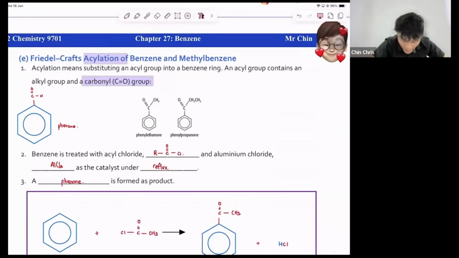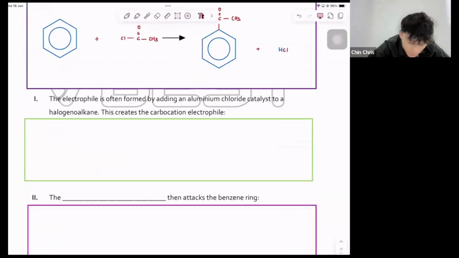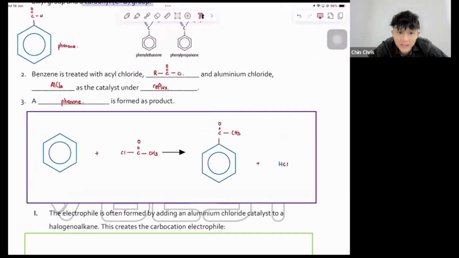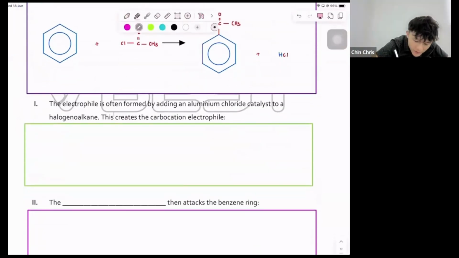All right, guys, once done, next. So the electrophile is often formed by adding aluminum chloride catalyst. Again, guys, whenever you are substituting anything into the benzene ring, your first step is always to create the electrophile.